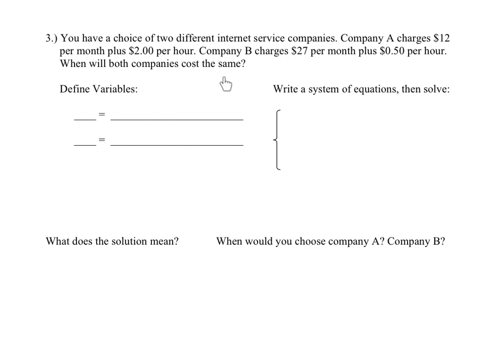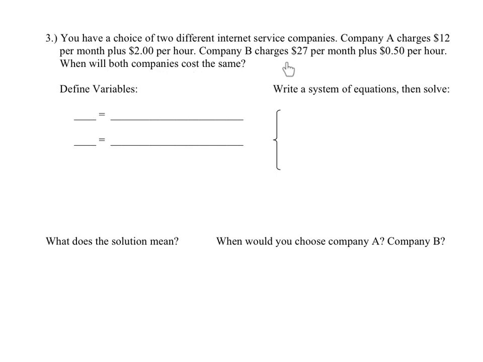Now, this problem is a little bit tricky because a lot of times people want to put your variables as A and B and say that A stands for company A and B stands for company B. But that's not the 2 things that we're missing. We have information about company A, charges $12 per month plus $2 per hour. We have information about company B. Charges $27 per month plus 50 cents per hour. And the question, when will both companies cost the same?